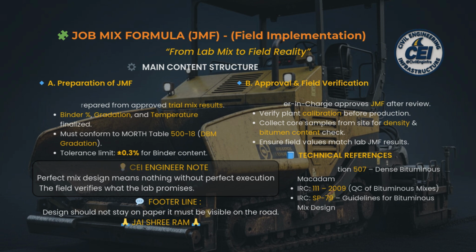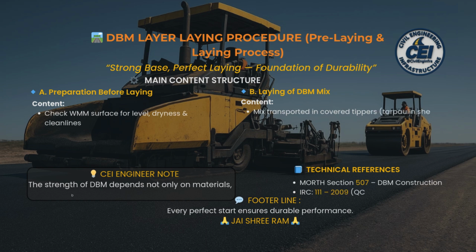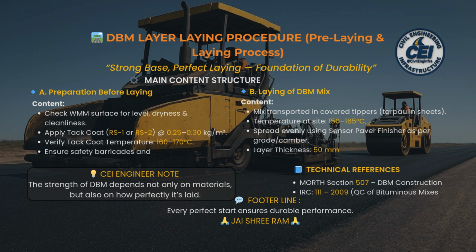Now comes the moment where design turns into reality. Strong base, perfect laying, foundation of durability. A. Preparation before laying. Check WMM surface for level, dryness and cleanliness. Apply tack coat, RS1 or RS2, at 0.25 to 0.30 kg/m², with temperature between 160–170 degrees C. Ensure safety barricades and road signage are in place.